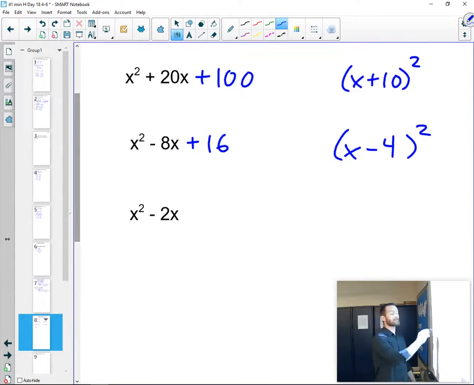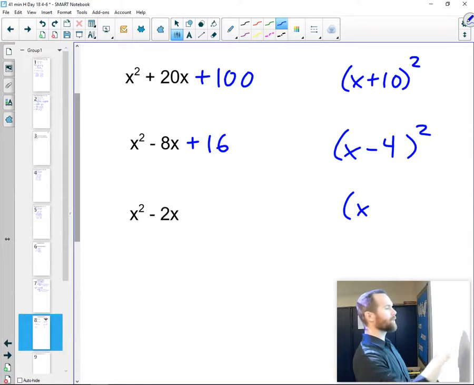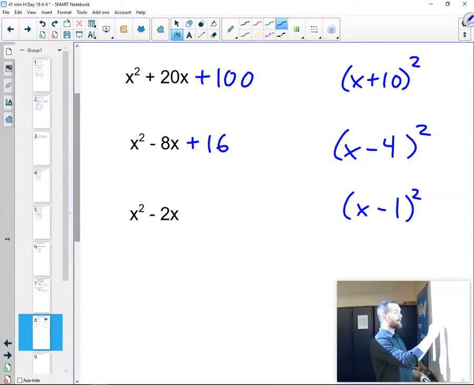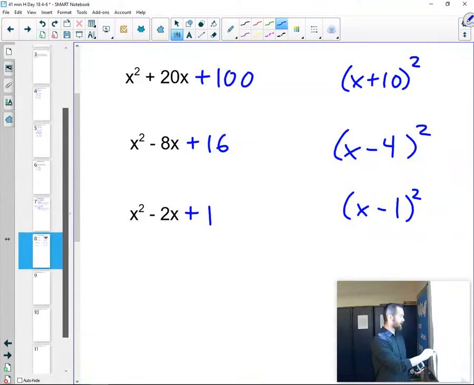All right, I want you to try this last one on your own. x squared minus 2x, complete the square. We're going over 3, 2, 1, let's go. The binomial we want is x minus 1 squared, because -1 is half of -2. That means to complete the square, -1 times itself would be a positive 1. So plus 1 would complete that square. Hopefully you got that correct.